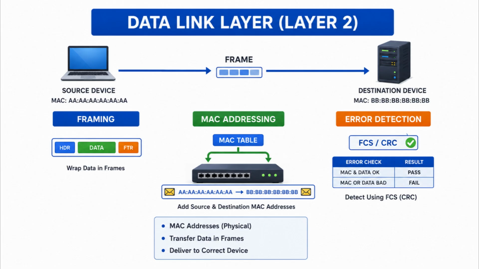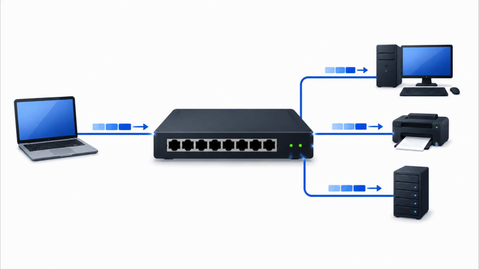Next one, the data link layer. This is the domain of the switch. Operating within the local network, it uses MAC addresses to ensure data reaches the correct physical hardware. It prepares data frames for local transit.